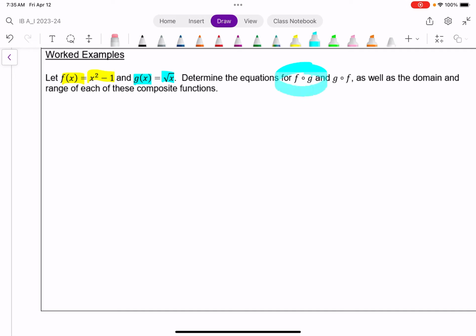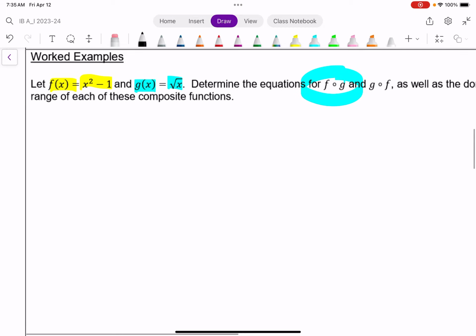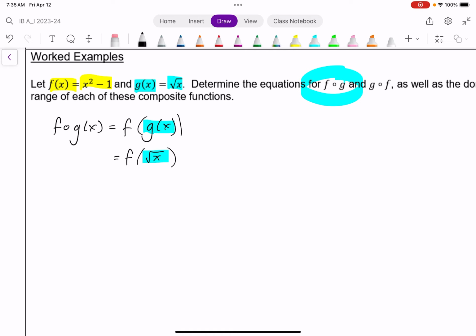So let's first start with f of g of x, which I can write in a few different ways. But most importantly, what it means is we have function g of x inside function f. And in this case, function g is just root x. So we have root x going into function f. And function f is x squared minus 1. So we want to be clear on what this means. If I put function g inside f, then the idea is that root x replaces the input, replaces the x. So instead of x squared, it's root x squared. Take away 1.